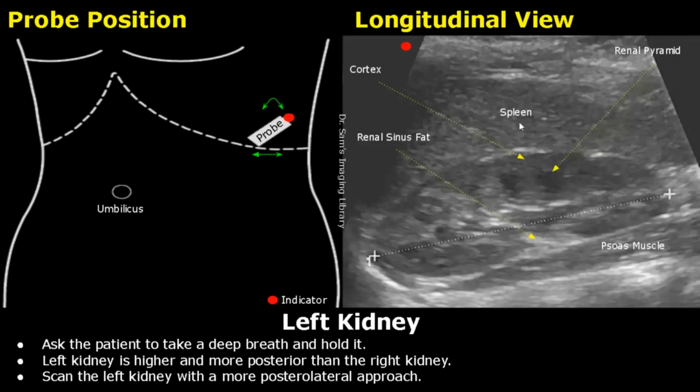The spleen can be used as a window to scan the left kidney. We can see the renal pyramids more clearly in this image. The psoas muscle is also seen here.